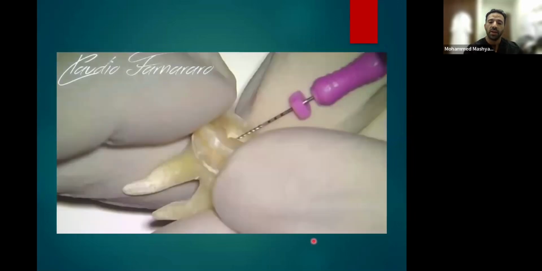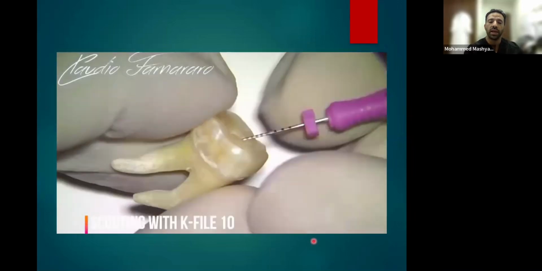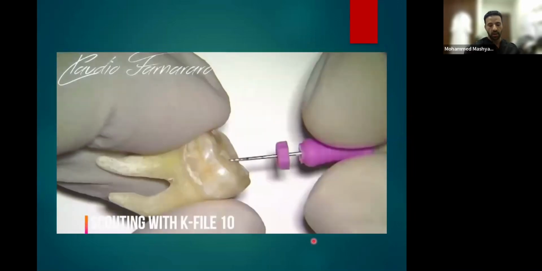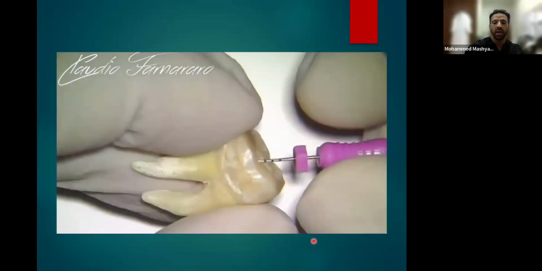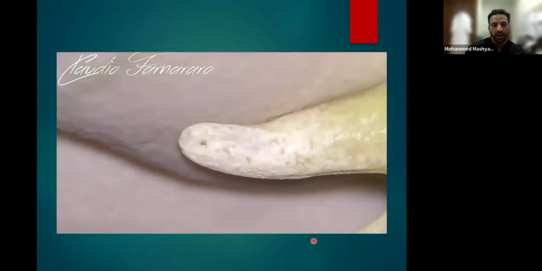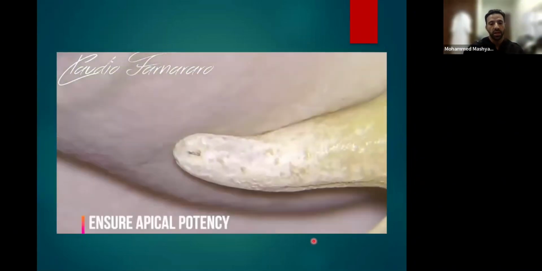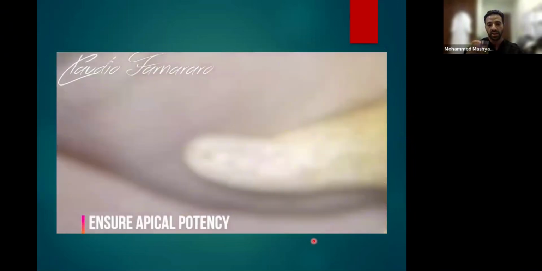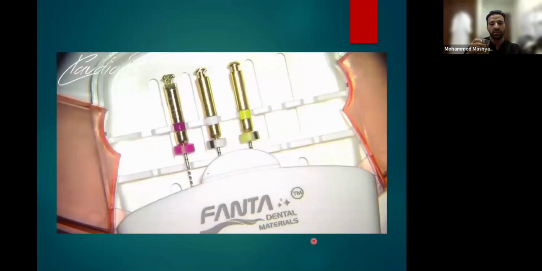This is another case where you have the glide path file using a hand file, then he follows it with a rotary file. You see how easy you can manage that? You see at the apex, the file goes about 1 millimeter or 2. You need to have that if you have a curved canal. You see how flexible that file is? Small and flexible.